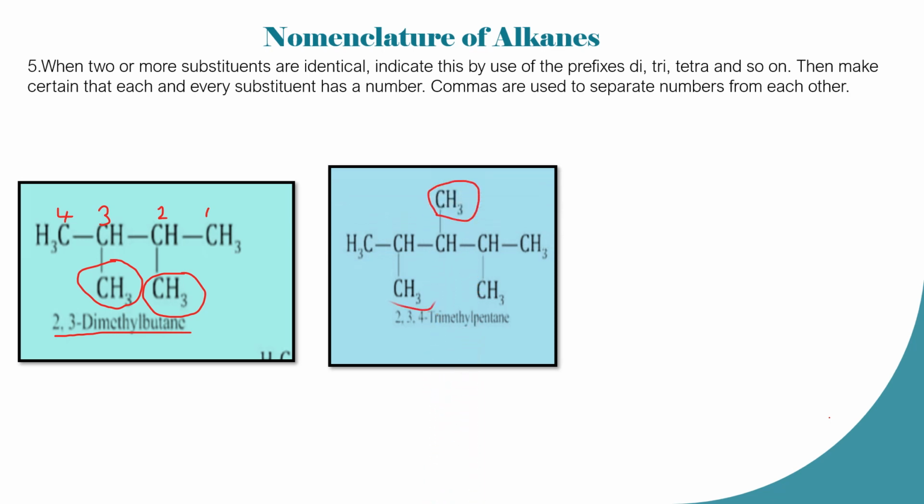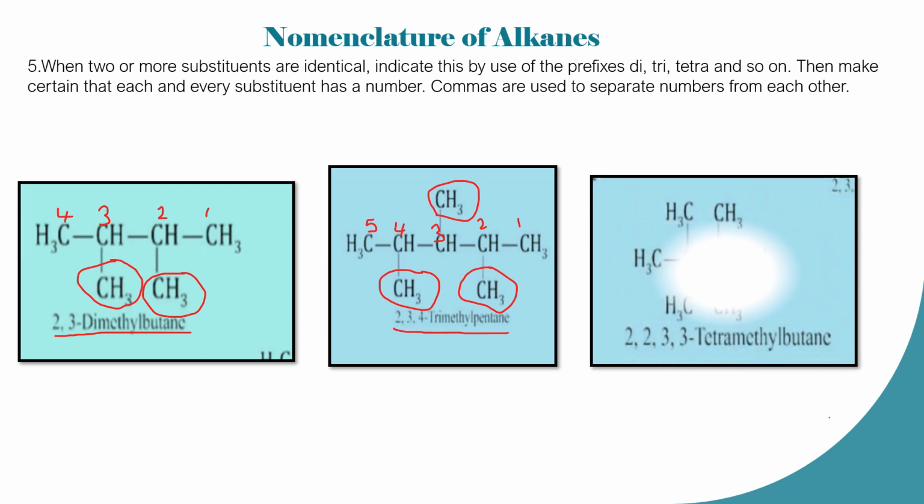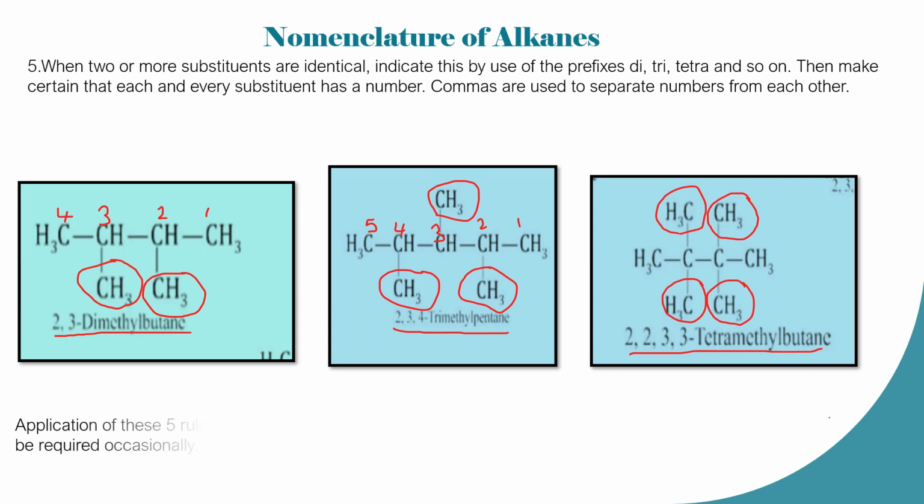dimethylbutane. And the second one, the same type of methyl groups are attached to the second, third and fourth carbon atoms. The longest chain is 5, so that is pent. So 2,3,4-trimethylpentane. And the last one, the same type of methyl groups are attached: the second carbon atom has 2 methyl groups and the third carbon atom has 2 methyl groups. So that's why 2,2,3,3, and tetra means 4. Tetramethyl, and the number of carbons present in the longest chain is 4, so butane.